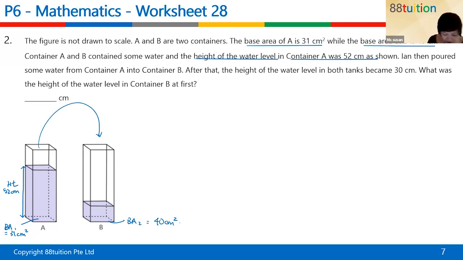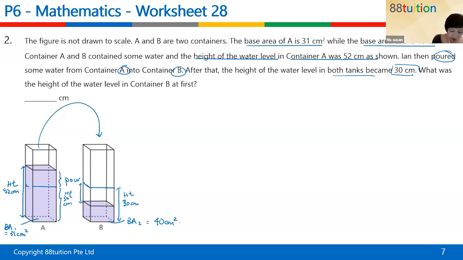After that, the height became the same. So that means the same level, then the height will be the same. So this one must come down in order for the other one to go up, right? So this is being poured into there, until this height. So far can understand? Then he poured from A to B and it became 30. So from here to here is now 30 cm high, and here to here is also 30 cm high.